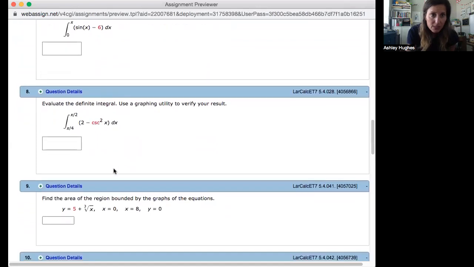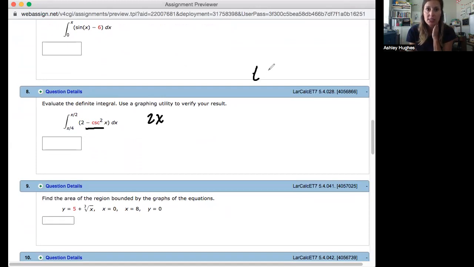Let's do this one, since sometimes I feel like that's a little harder for you guys. The cosecant. The antiderivative of 2 is 2x. The antiderivative of negative cosecant squared. So what is the derivative? What thing do you take the derivative of? And you get cosecant squared.